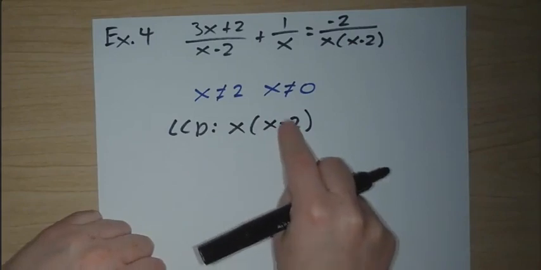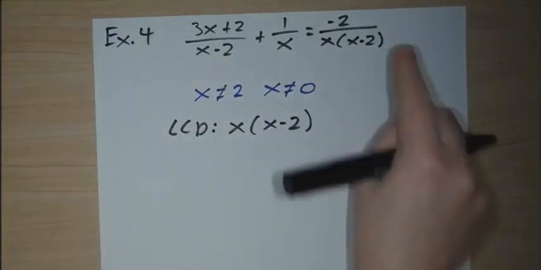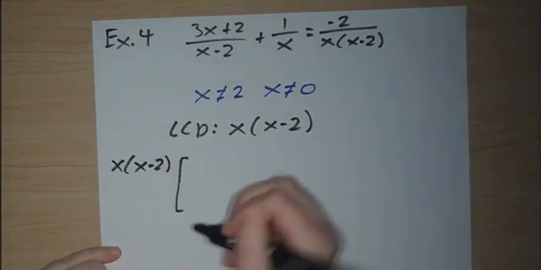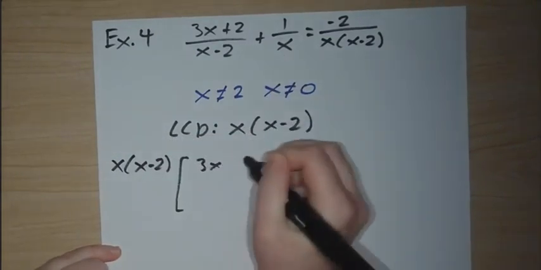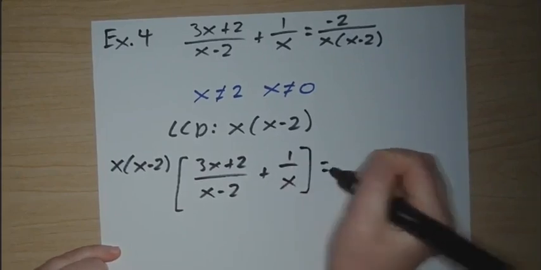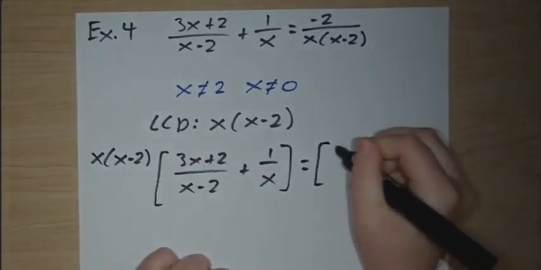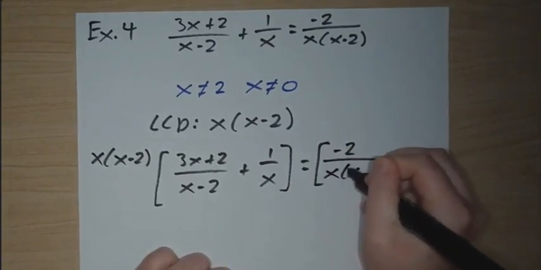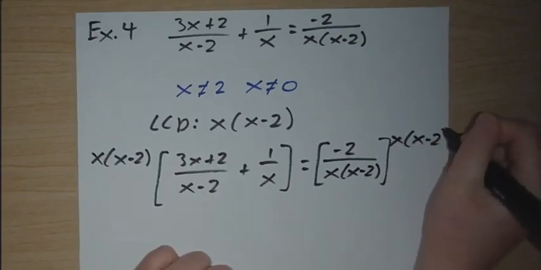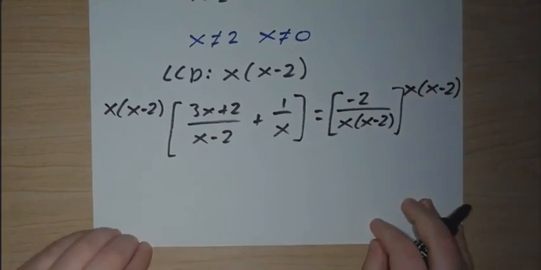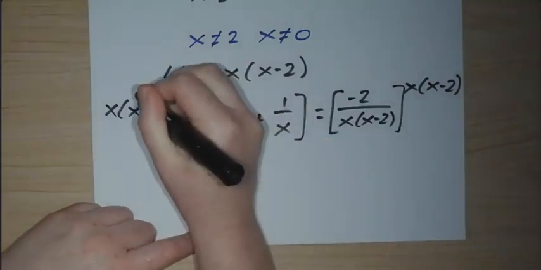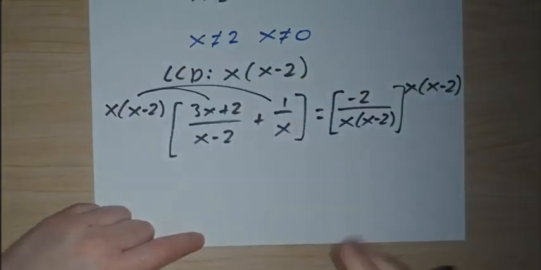And we're going to multiply this LCD by both sides of this equation. So we have x times x minus 2 times the entire left side of the equation, 3x plus 2 over x minus 2 plus 1 over x, is equal to the right side of the equation, negative 2 over x times x minus 2, times the LCD, x times x minus 2. And we're going to multiply it out. So we have our LCD multiplied by two terms here, so it's going to distribute like that.